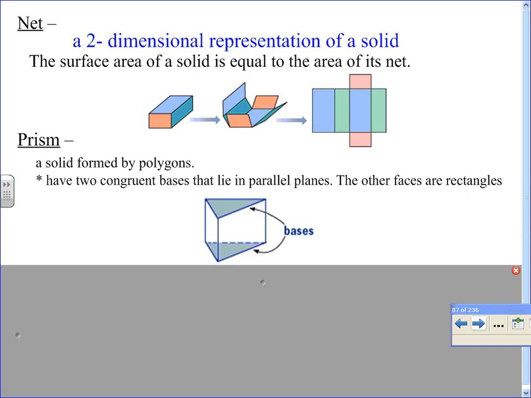Okay, a solid formed by polygons. And then they have 2 congruent bases that lie in parallel planes. The other faces are rectangles. So there you go, Sean, to be more specific. Instead of quadrilaterals, rectangles. So again, a prism, it's a solid formed by polygons. It always has two congruent bases that are parallel. Like common sense, they have to be parallel. Okay, the other faces are going to be rectangles.